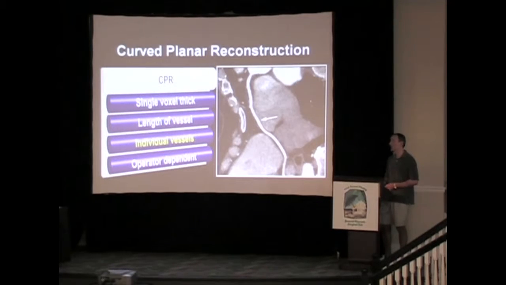Curved planar reconstructions are very helpful for looking at individual small vessels, and certainly as thoracic surgeons, knowing the relationship of a central mass to either native coronary arteries or a bypass graft can be helpful. And again, this will just let you view the entire course of, in this case, a coronary artery.